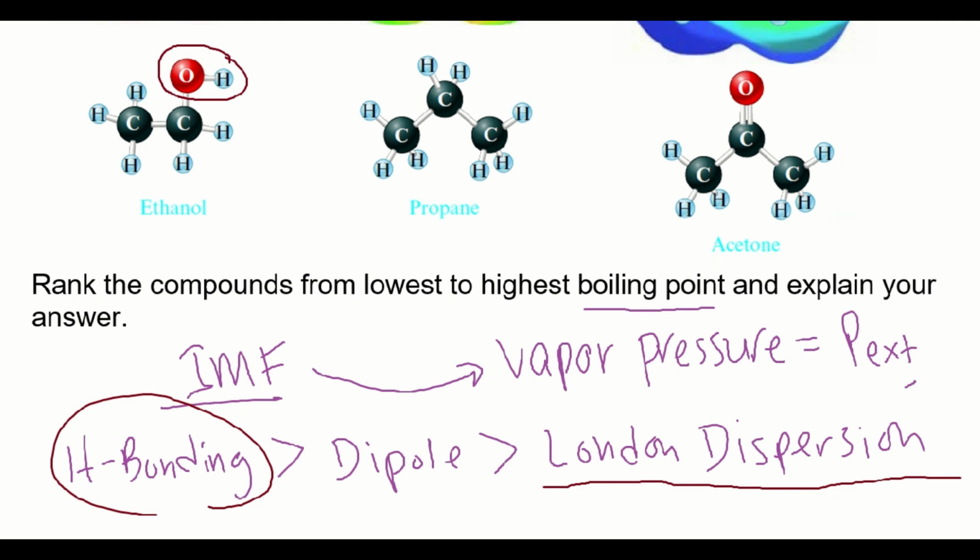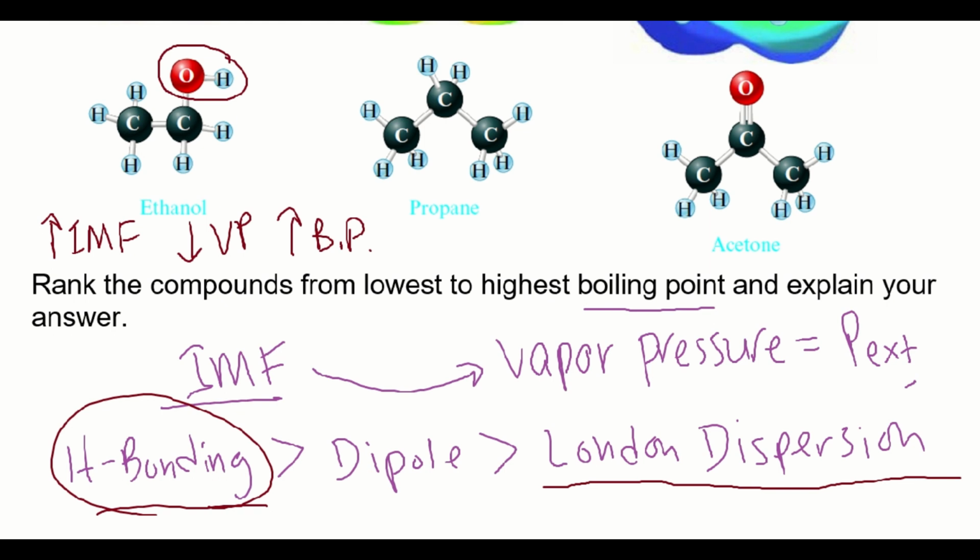Since ethanol has hydrogen bonding opportunities as well as the London dispersion forces, ethanol has the highest intermolecular force. Because of that, it's going to have a low vapor pressure because it's going to tend to remain as a liquid. And therefore, it's going to require the most thermal energy to bring this vapor pressure to match the external pressure. In other words, it's going to have the highest boiling point.